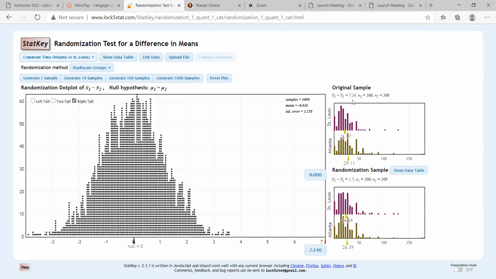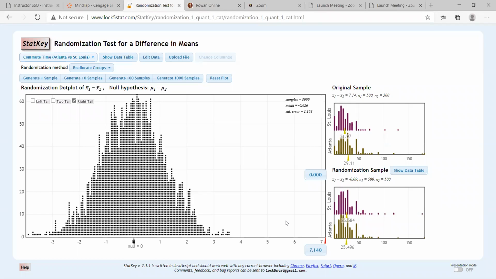This is so highly significant that there's practically a 0% chance that the true difference between Atlanta and St. Louis is 0. In other words, it's highly probable that Atlanta's commute time is significantly higher than St. Louis's commute time. Right? Because the chance of getting 7.14 as a sample difference, when you're assuming no difference, is practically 0. There's hardly any chance of that happening. So in this case, the answer is reject the null hypothesis.